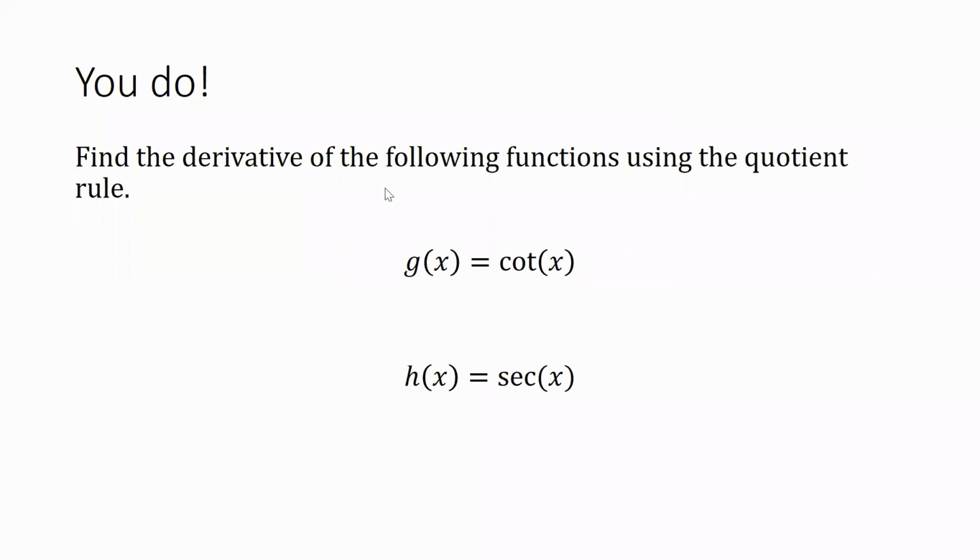I want you to go ahead then, noticing that the quotient rule can give me derivatives of these trig functions. Go ahead and use the quotient rule to find the derivative of cotangent, and utilize the quotient rule again to find the derivative of secant. Remember, secant is 1 over cosine, cotangent is cosine over sine.